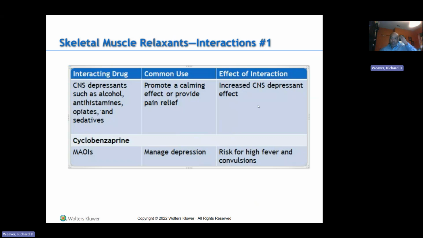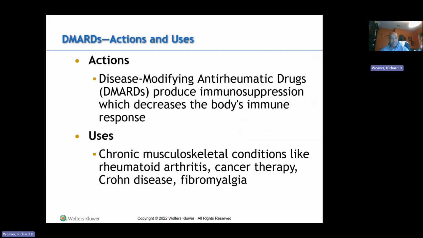So, for example, breathing is going to be one of the main concerns with these drugs. When Flexeril is given with one of the MAOIs, which we use to manage depression, it can cause risk for high fevers and also convulsions. And so you can see, giving these drugs in combination with muscle relaxants would not be wise nor prudent. So just take a look at the different tables, just in case they test you on it as well.